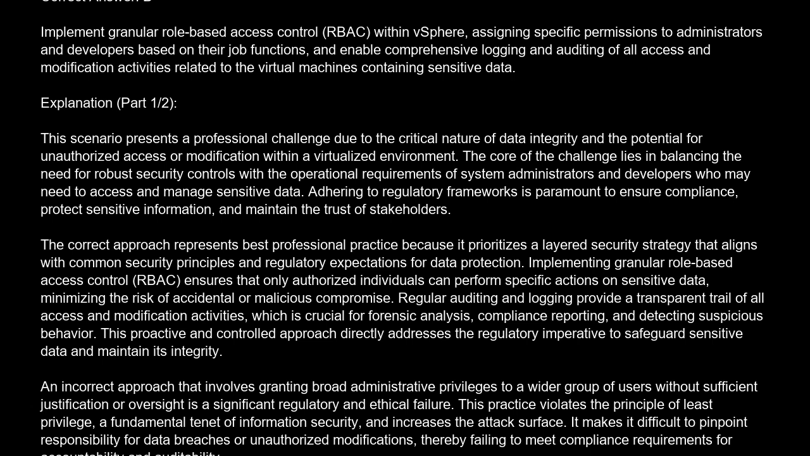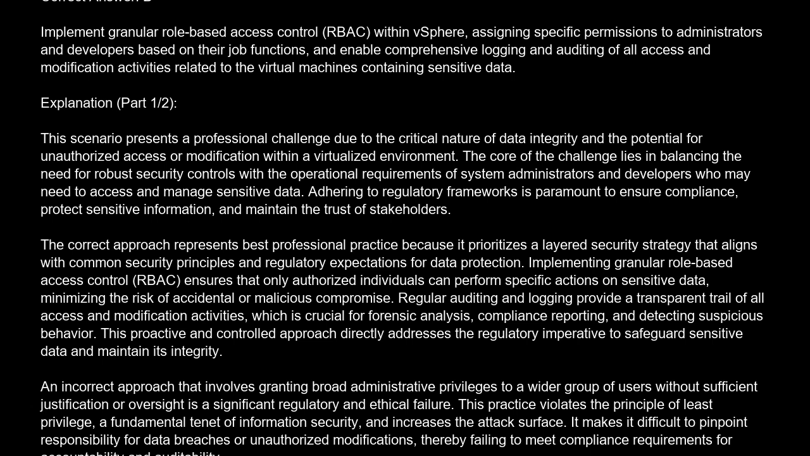The correct approach represents best professional practice because it prioritizes a layered security strategy that aligns with common security principles and regulatory expectations for data protection. Implementing granular role-based access control (RBAC) ensures that only authorized individuals can perform specific actions on sensitive data, minimizing the risk of accidental or malicious compromise. Regular auditing and logging provide a transparent trail of all access and modification activities, which is crucial for forensic analysis, compliance reporting, and detecting suspicious behavior. This proactive and controlled approach directly addresses the regulatory imperative to safeguard sensitive data and maintain its integrity.